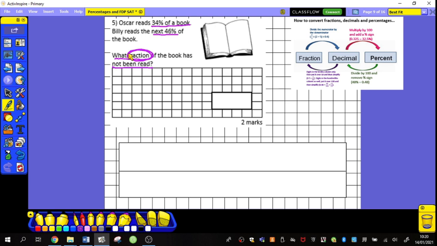So now I'm going to put this problem into a bar model before I do any calculations. If my bar model, the whole, is the whole book, and my question is in percentages, then I'm going to have my whole as being 100%. Oscar reads 34, so let's now show 34%. There it is. Billy reads the next 46%. So there is 46%. And I want to find what fraction has not been read. So I'm trying to find this part here.